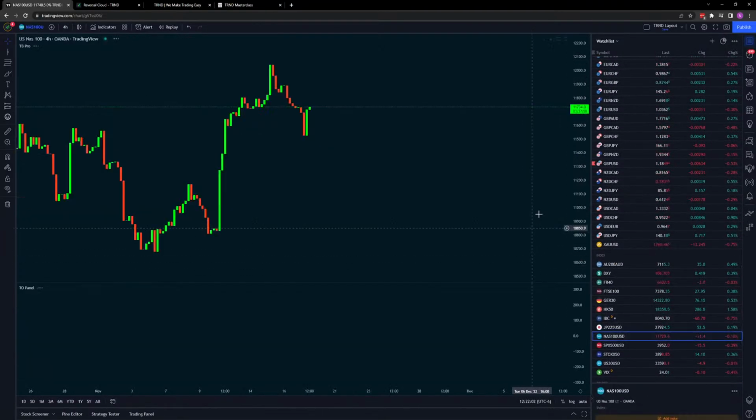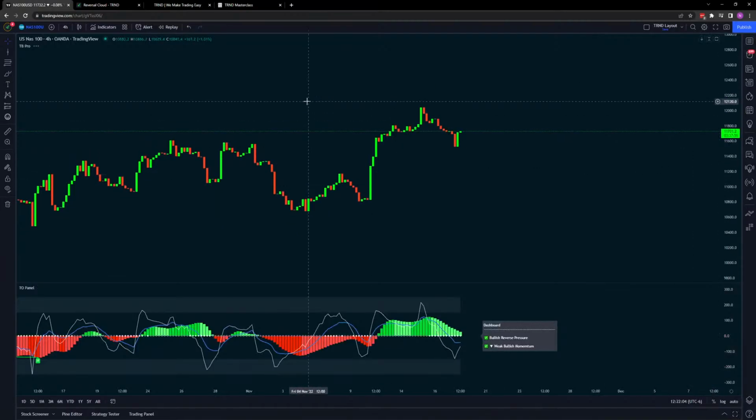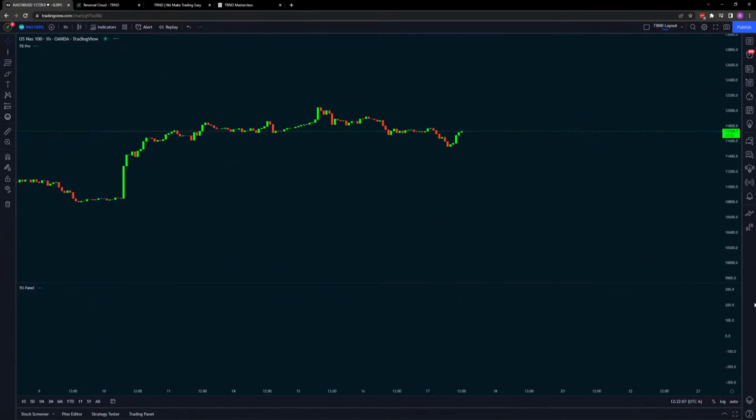Looking at indexes, NASDAQ will start here. We'll bring this on down to the 1-hour.